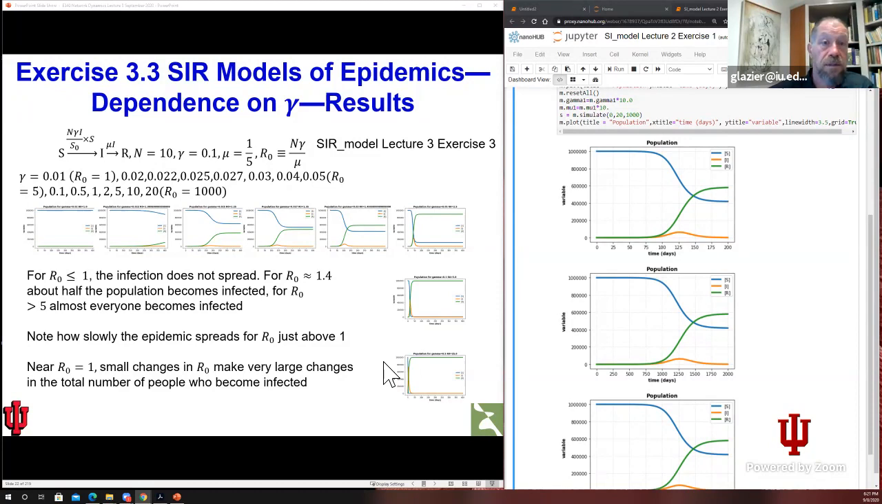If R naught is less than or equal to 1, you don't get any infection at all. There's no spread of the epidemic. For R naught equal to about 1.4, half the people become infected before the epidemic is over. That means that each infected person infects only 1.5 additional people. Doesn't seem like a lot. The epidemic will infect half the population.